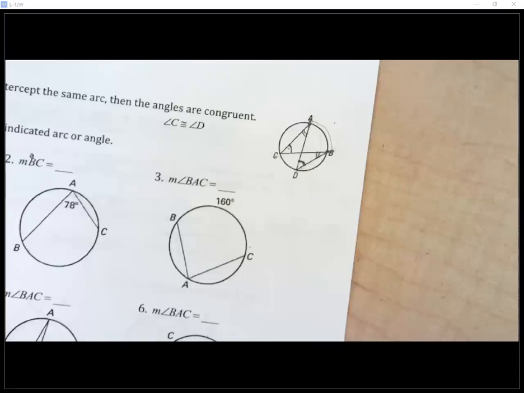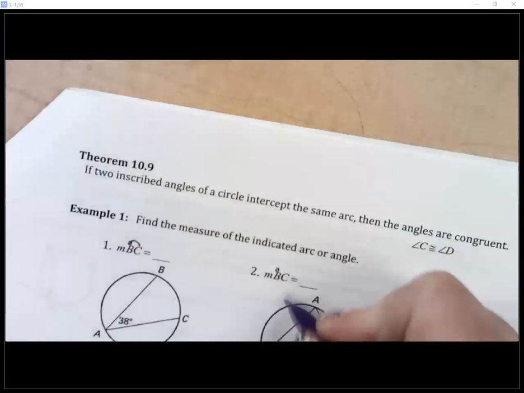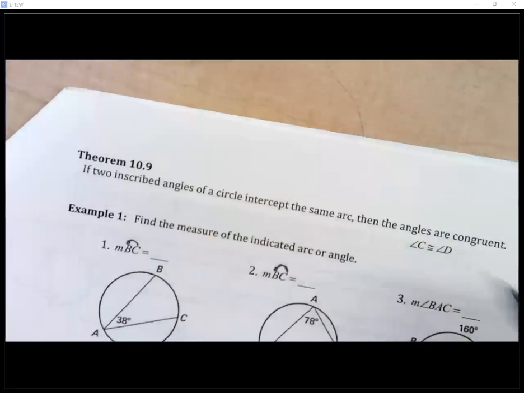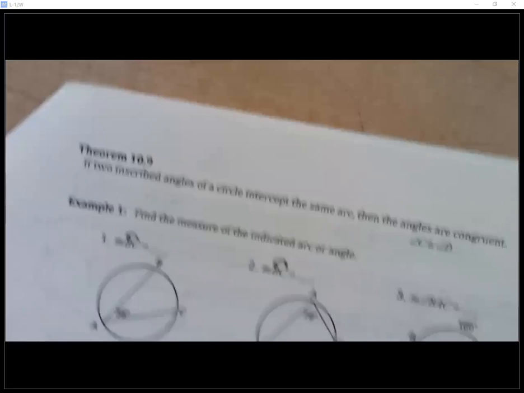All right, take a minute or two and try 1 through 6 here. Just 1 through 6, don't go on past that. So remember all these, those are just arcs, okay? So wherever you see that little A or some of them are little O's. All right, try these 6, we'll see how you do.